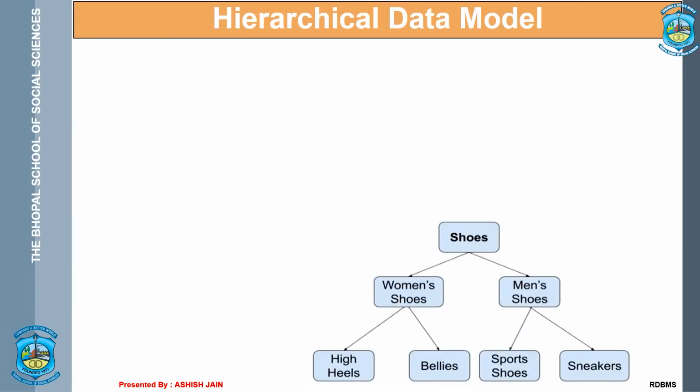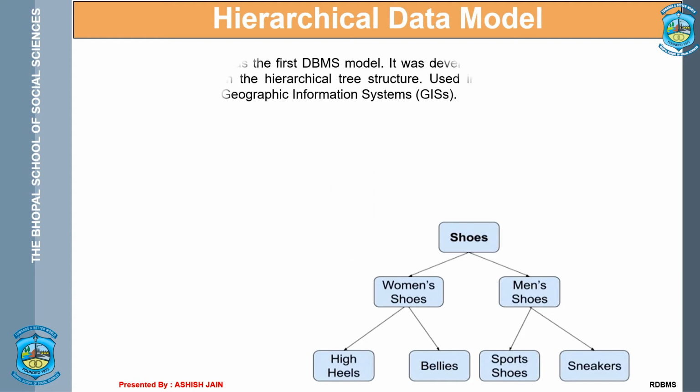Now let us first start with the hierarchical data model. As the name suggests, we use a tree kind of a structure to represent data here. That means we have some kind of hierarchy. For example, we have shoes. Shoes can be women's shoes or men's shoes. Women's shoes can be high heels or bellies. Men's shoes can be sports shoes and sneaker. That means we have a top-down approach here for storing the data. Such kind of representation is possible by the use of hierarchical databases.